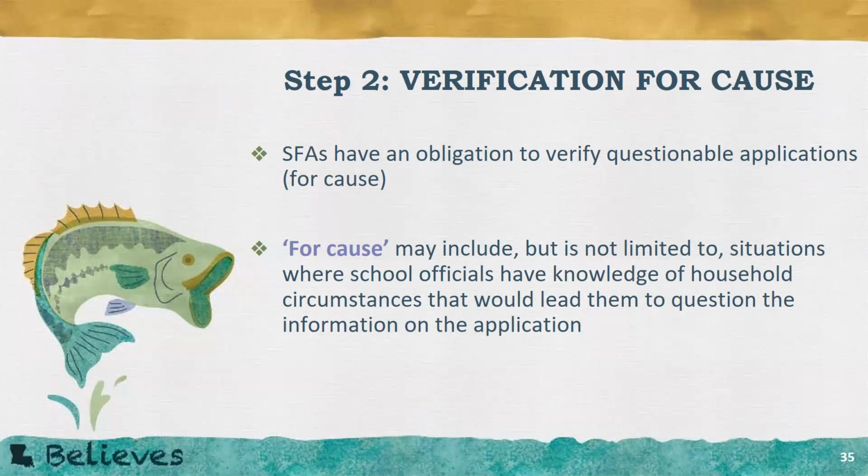Verification for cause cannot delay the approval of applications, and LEAs can begin the verification process only after determination of eligibility has been made. If an application is complete and indicates that the child is eligible for free or reduced price benefits, the application must be approved while the LEA begins verification for cause. When conducting verification for cause, the LEA verifies applications following the standard verification procedures described in this presentation.